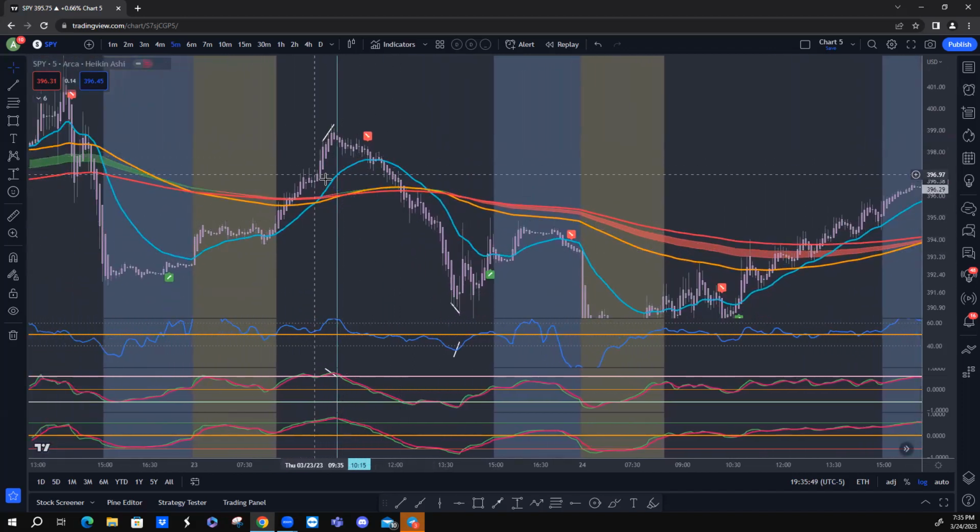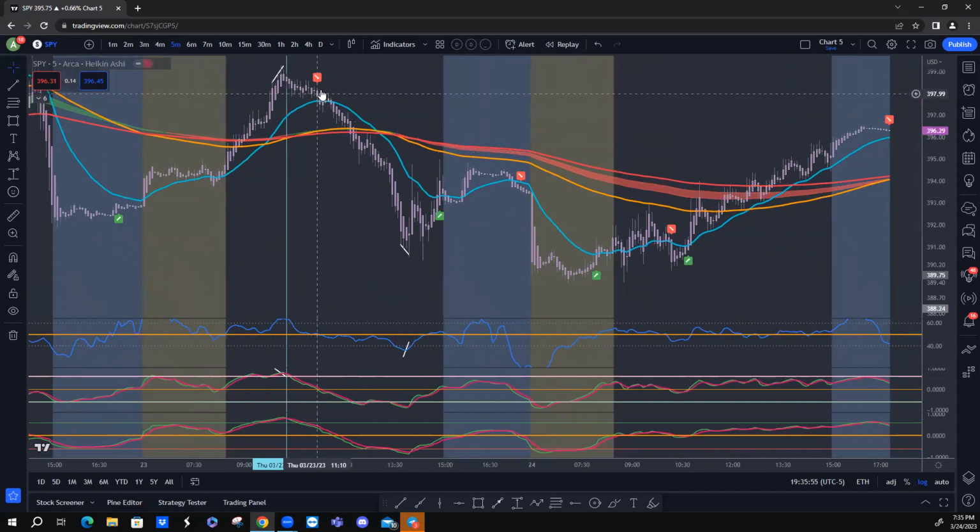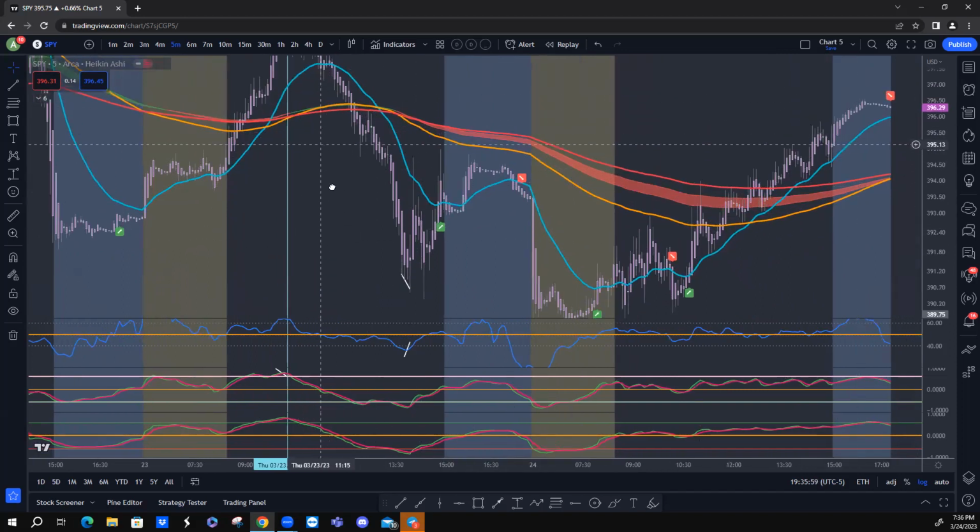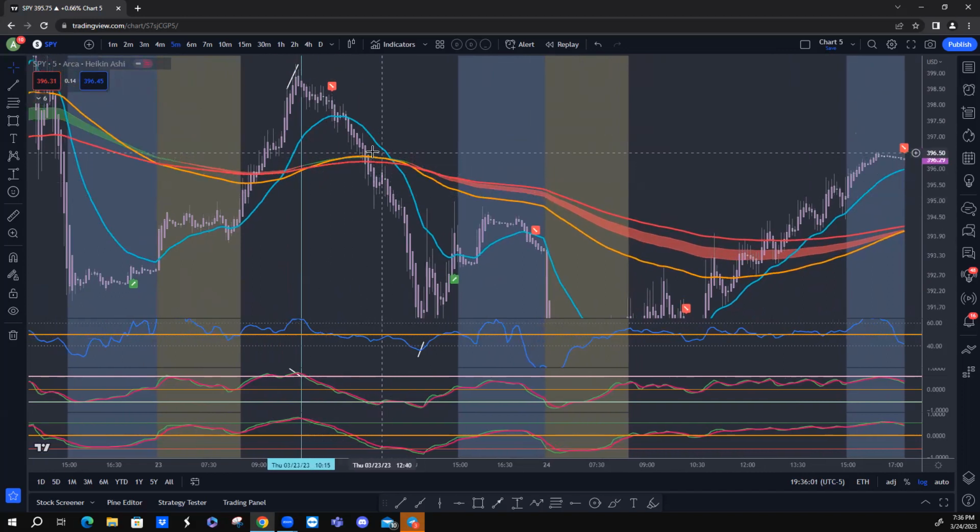Right here, this is 5 minute and you got some really cool signals in here, even with this ribbon. You get a splash of green in here, but for me, this is a nice divergence trade.